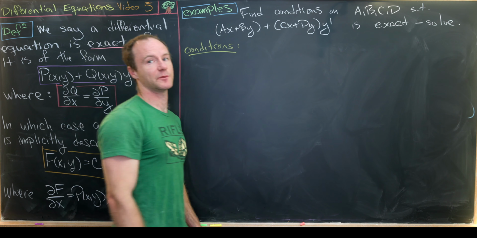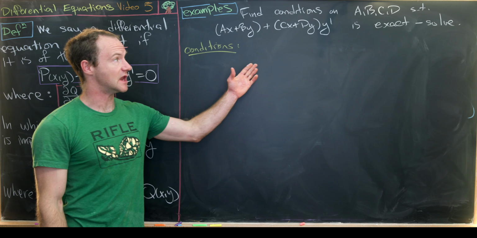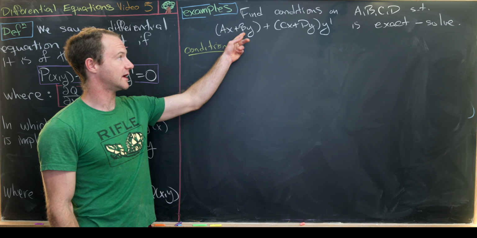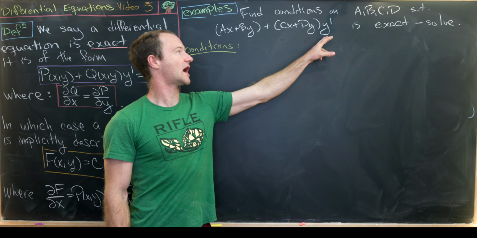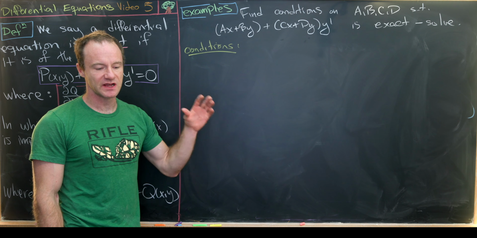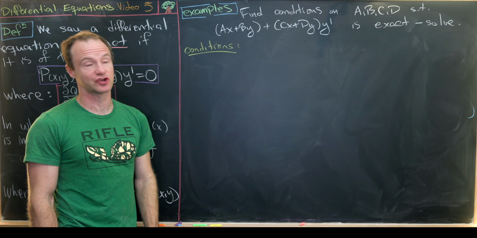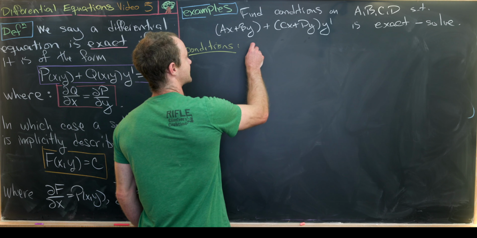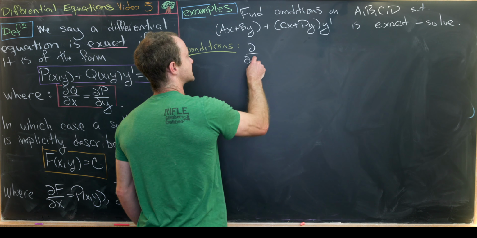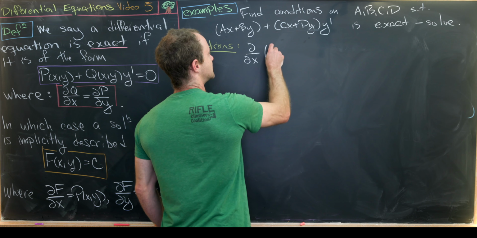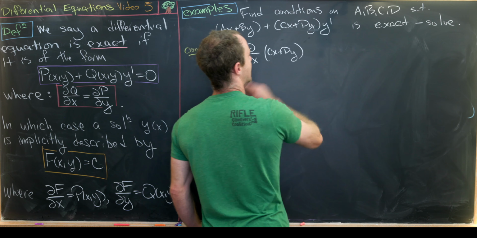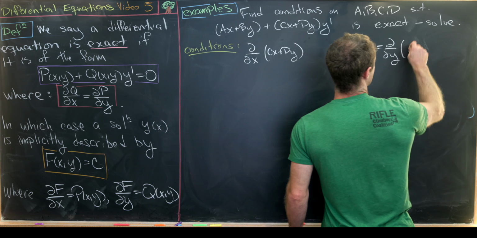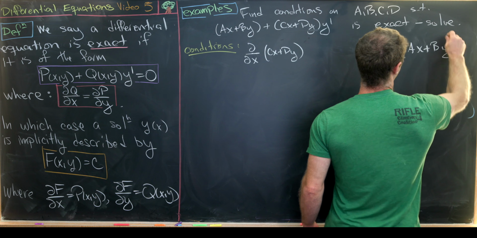So let's look at our next example. We want to find conditions on the numbers a, b, c, and d such that (ax plus by) plus (cx plus dy) y prime is an exact differential equation. And then after we know those conditions, let's solve this differential equation. Okay, so let's get to it. For this to be an exact differential equation, we need the partial with respect to x of this term, so that's cx plus dy, to be equal to the partial with respect to y of this. So that's ax plus by.